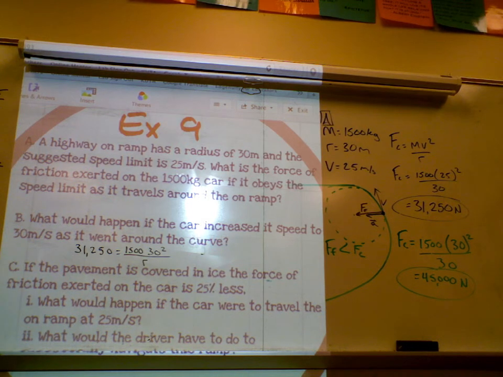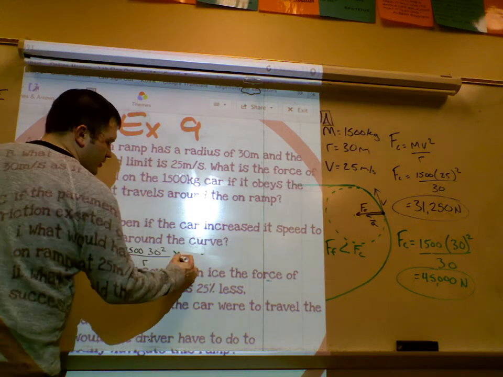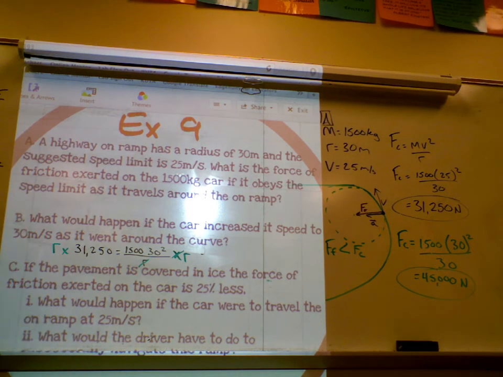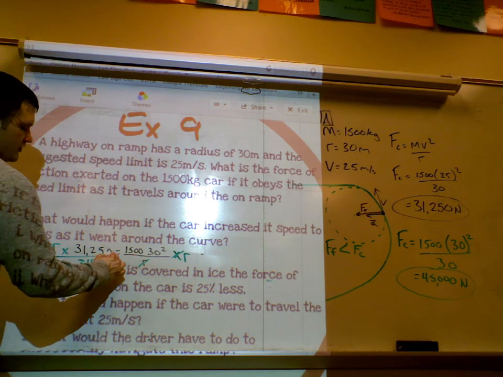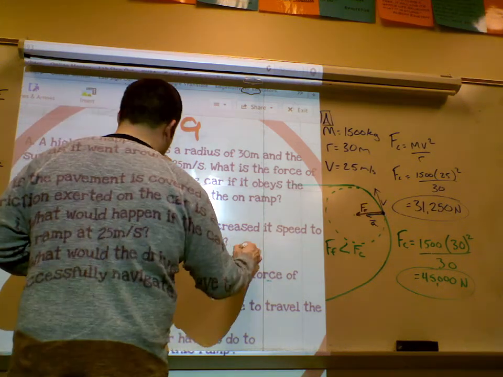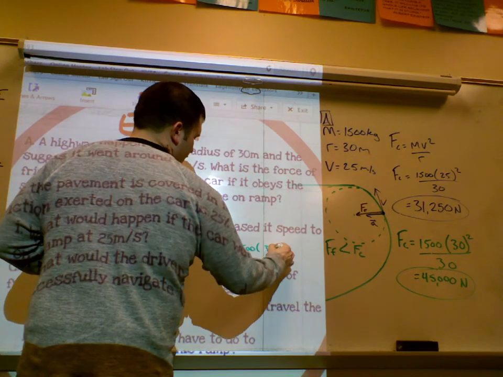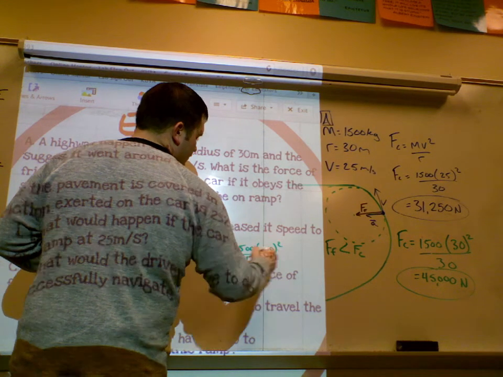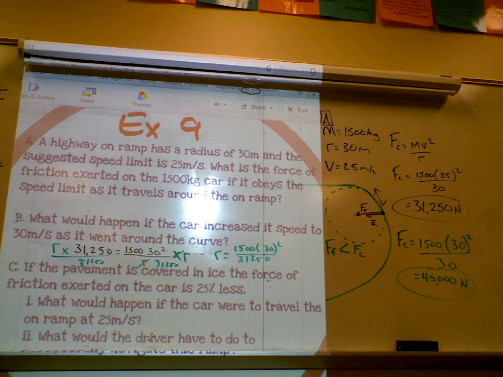If you did not get 43.2, this is how you do it. You multiply both sides by r, so then your r's cancel. Then you divide by 31,250. So then our new r equals 1,500 times 30 squared over 31,250. And we can plug that in. Are you sure you got 43.2? Yeah? I got 2 people that agree.